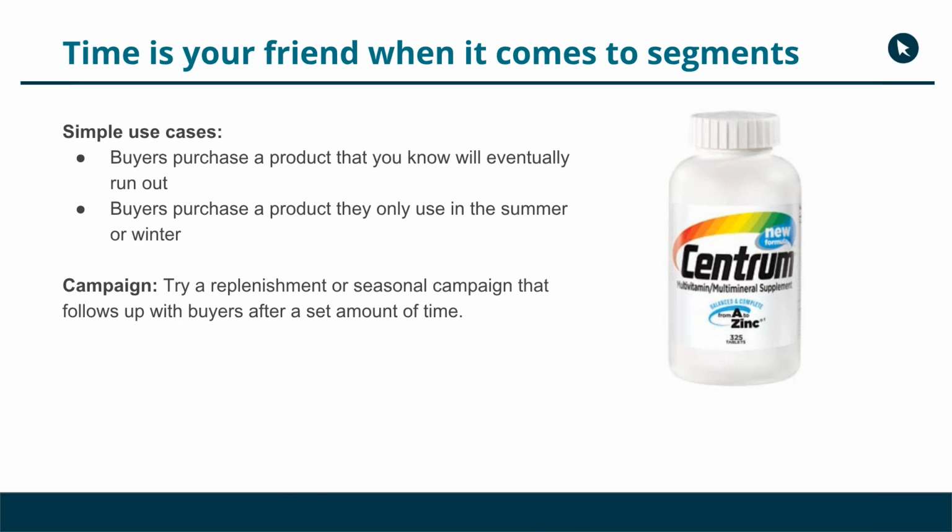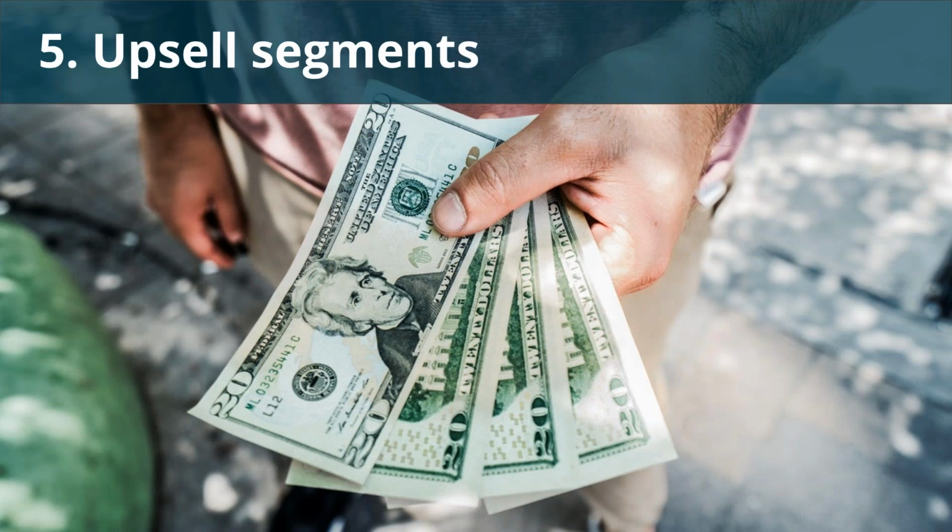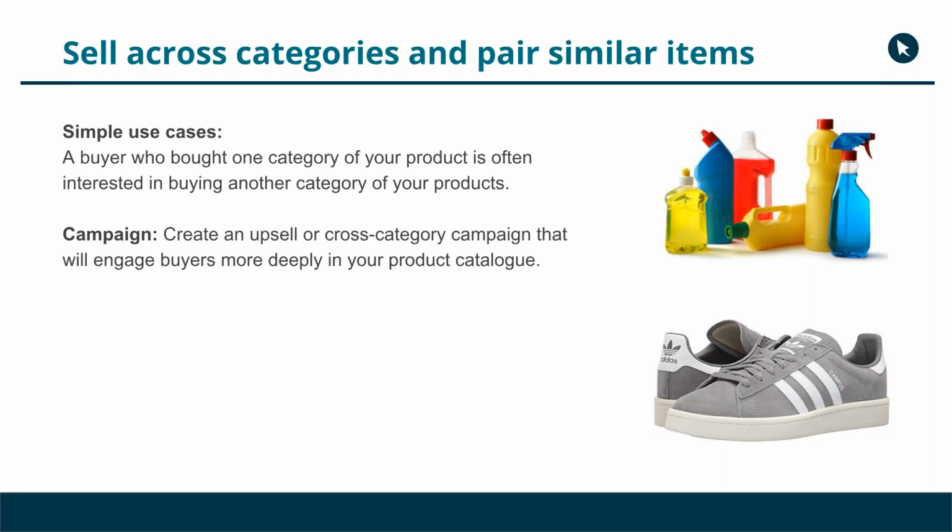And the last one I'll talk about is upsell segments. So really about selling across categories and pairing similar items. There are a lot of ways that you can use segments of people who have purchased certain categories, but the best one that I've seen is when you have a great understanding of the purchase patterns of your customers. This can really be super powerful, especially when it comes to driving that repeat purchase and especially a higher lifetime value.